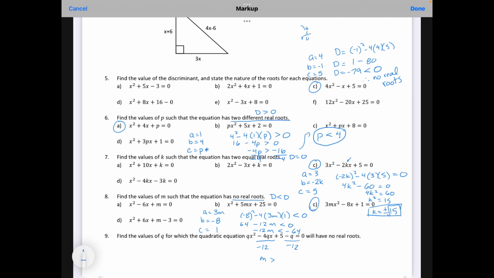And I'm going to get 64 over 12, which I think I can divide both by 4. So I'm going to get about 16 over 3. So if m is greater than 16 over 3, that's going to give me a discriminant of less than 0, which means that my equation is going to have no real roots.